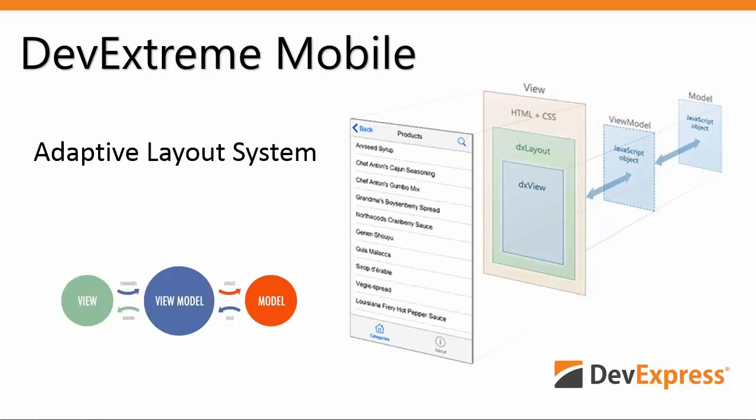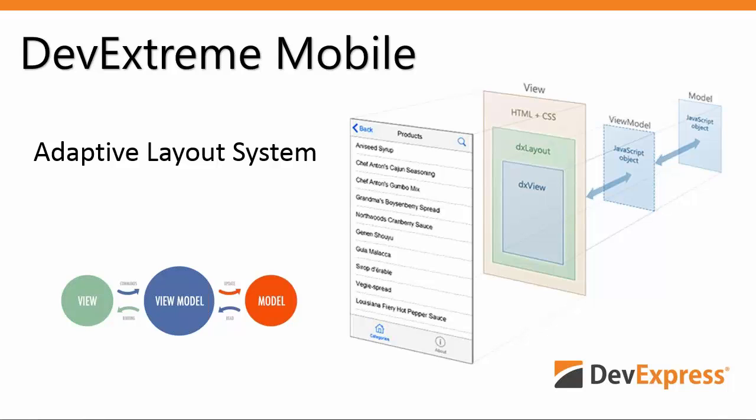And that's actually done using an adaptive layout system. You can see from this slide that we work on the basis of the view model or MVVM process. And we've got the model sitting in the background with the view model on top of that. And then we've got the UI elements. Now, DevExtreme Mobile utilizes HTML, JavaScript, and CSS to provide this. And the best thing about it is that you, the developer, don't have to worry about that end layout.